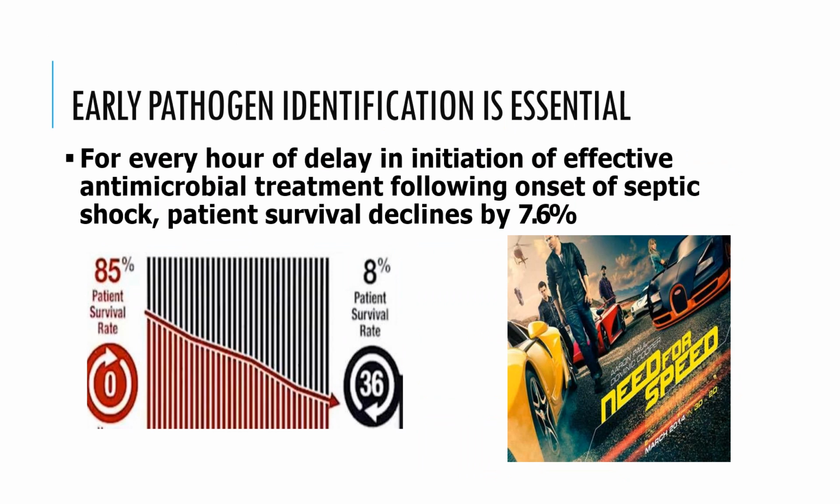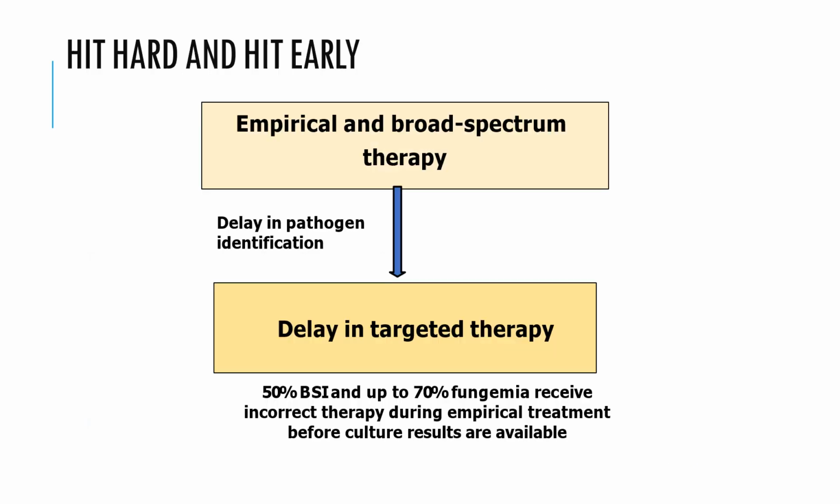Early pathogen identification is very essential. For every hour of delay in the initiation of antibiotic treatment, patient survival declines by 7.6%. Empirical and broad spectrum therapy should be rational. A delay in pathogen identification causes a delay in targeted therapy. 50% of bloodstream infections and 70% of fungal infections may receive incorrect therapy during empirical treatment.